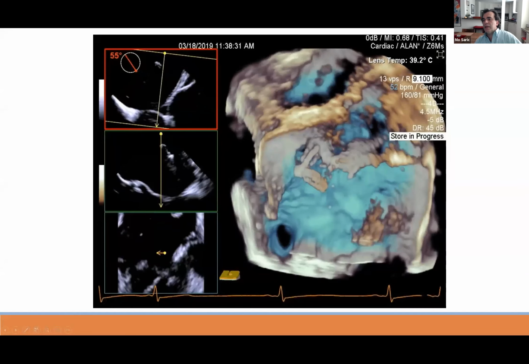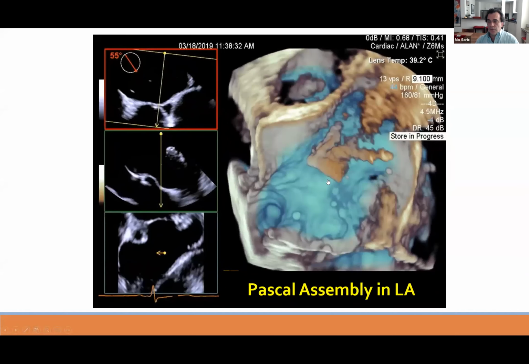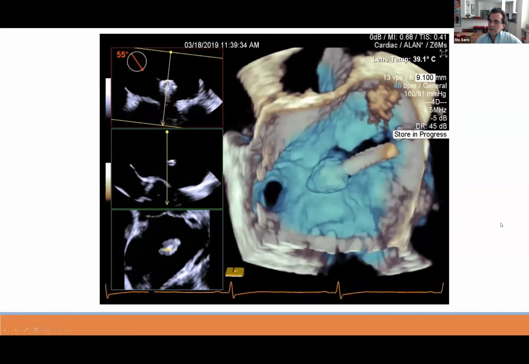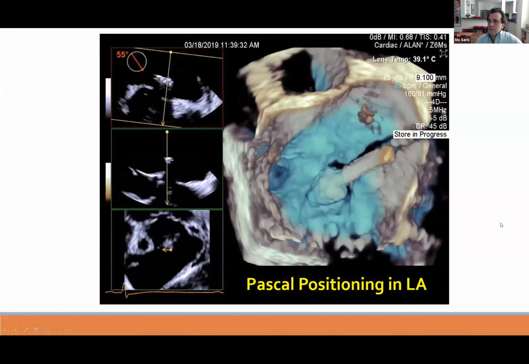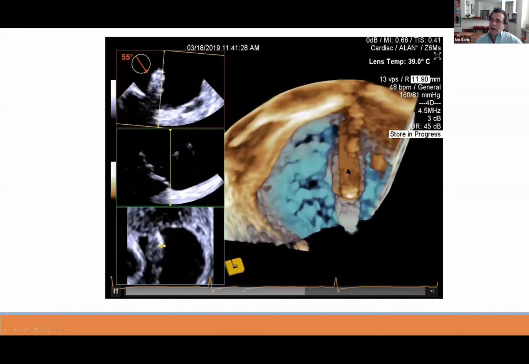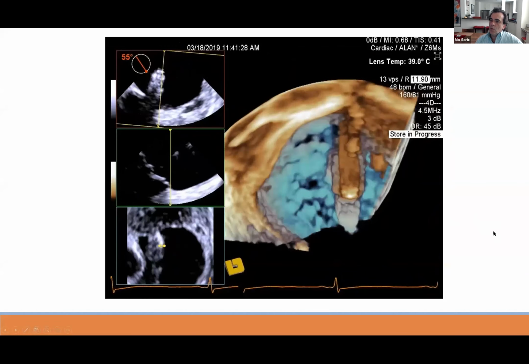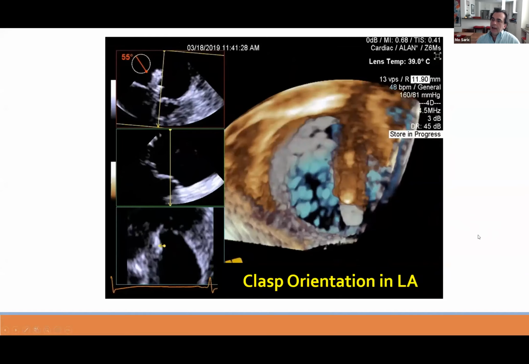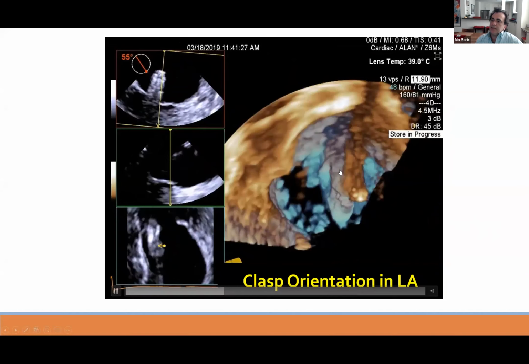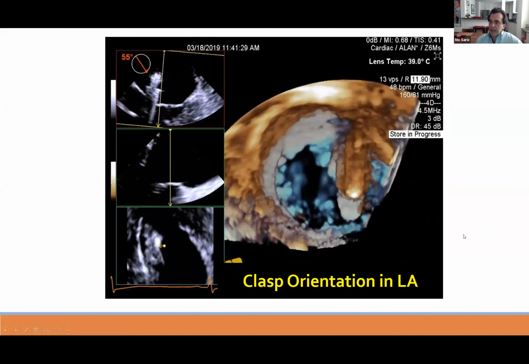That's the Pascal assembly in the left atrium. Now we see that we have the assembled, folded clip. We will now move it toward the mitral valve. This is Pascal positioning in the left atrium. And now we have moved it toward the mitral valve. We have oriented it, and we are now in the unfolded view, and in this case it's at the level of A2 and P2. We have opened the clasps and then the paddles. So we are orienting it perpendicular to the coaptation line, clasp orientation in the left atrium.